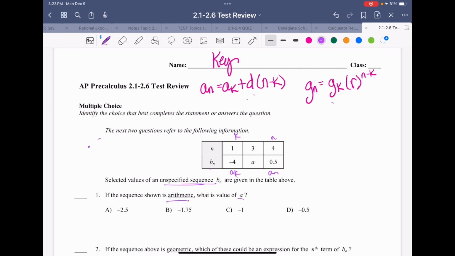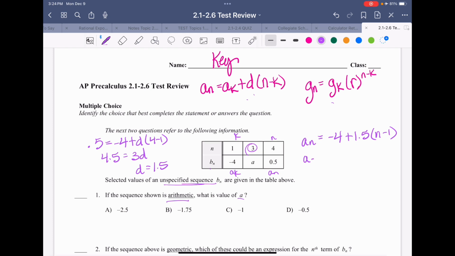This gives me 0.5 is equal to -4 plus d times (n minus k), 4 minus 1. So then if I add 4 to both sides, I'm going to get 4.5 equals 3 times d, divide by 3. d is 1.5, which is also my slope. Then when I write my equation, a sub n is equal to a sub k, which is -4, plus 1.5 times (n minus 1). And I'm looking for a sub 3.